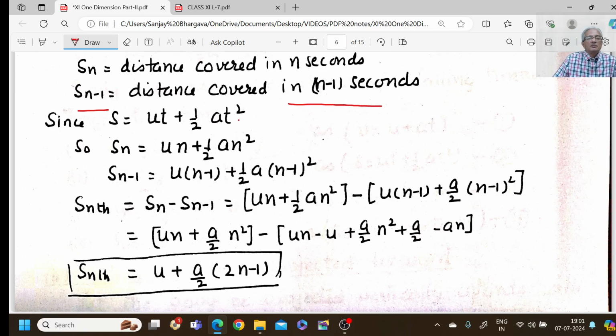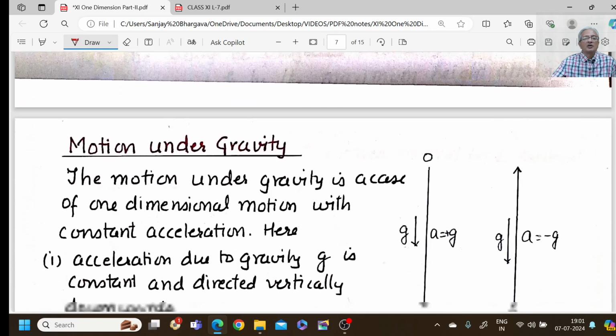Let us utilize the relation s is equal to ut plus half at square. So in n seconds it is un plus half an square. In n minus 1 seconds it is u into n minus 1 plus a by 2 into n minus 1 whole square. What is the distance traveled in the nth second? It would be total distance traveled in n seconds minus total distance traveled in n minus 1 seconds. Just subtract the two equations. Rearrange the terms and we obtain Snth would be equal to u plus a by 2 into 2n minus 1.